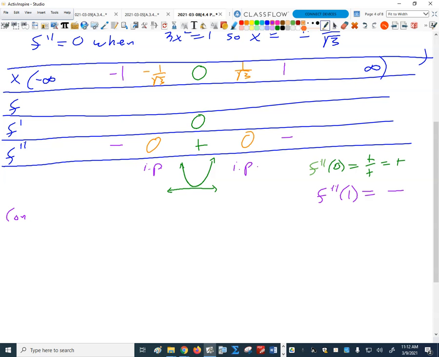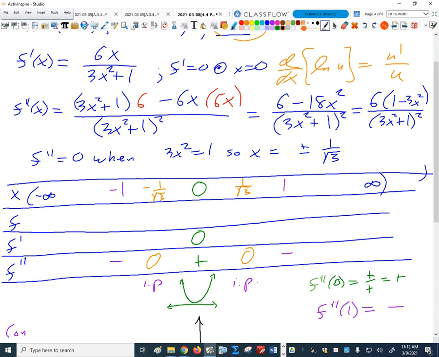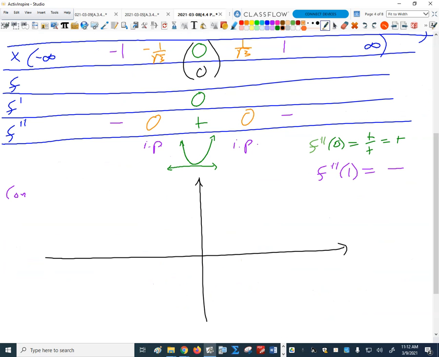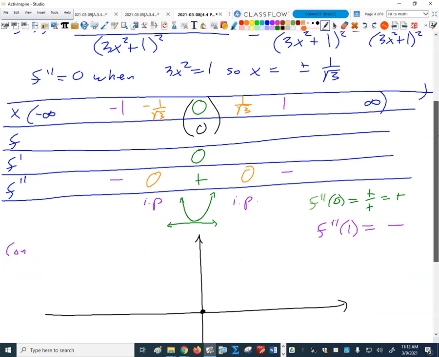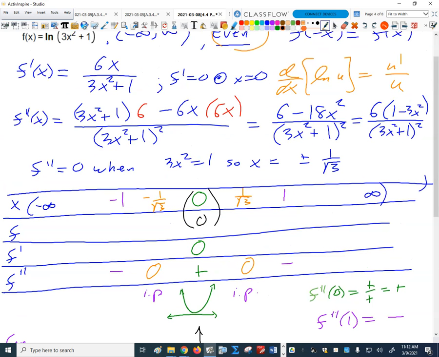If we wanted to sketch this thing, let's even just do that. Let's do that first, how about? So if I want to sketch this thing, here's my y-axis. If I plug in the point 0 into my original function, I get 0. So I have a minimum at 0, 0. And I have an inflection point at 1 over the square root of 3. I don't want to figure out what that is.